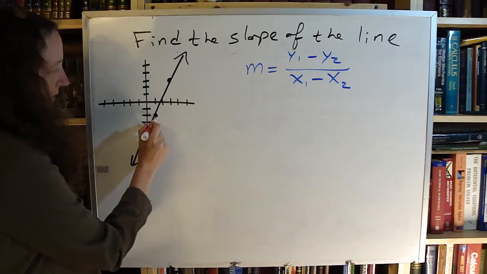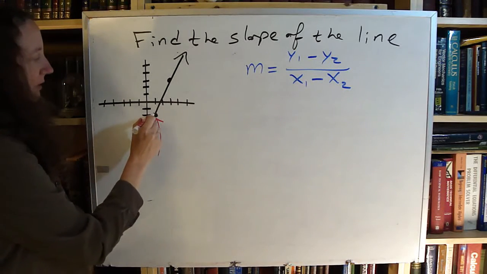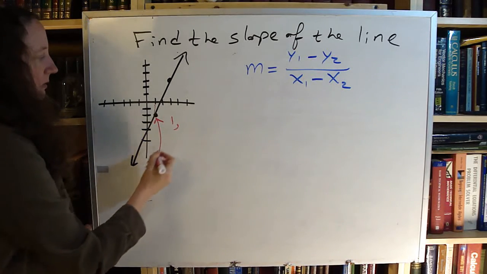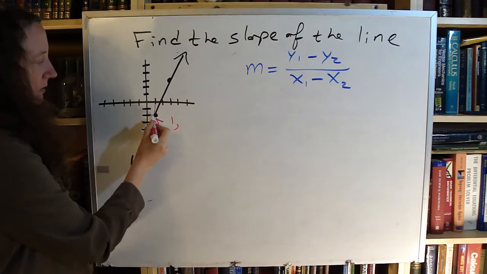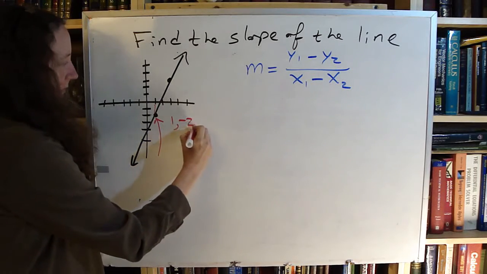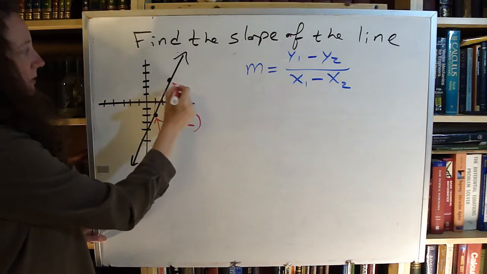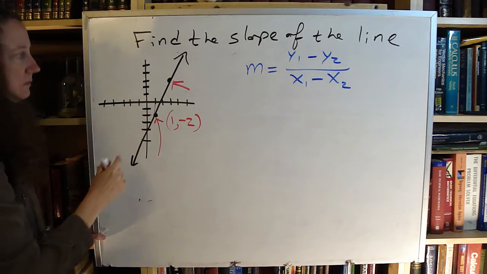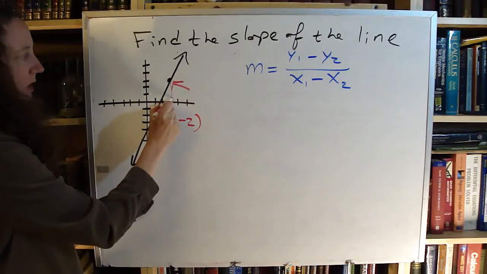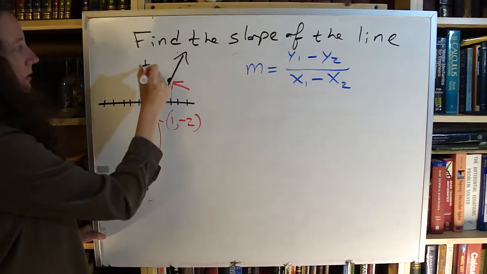I see my first point is right there. So I need to find out what is that point. What is my x value? It's 1. What is my y value? Down 1, down 2, negative 2. Going for my second point here. What is my x value of this? Follow the line down. I see that it hits right there, so that's 1, 2, 3. 3, comma.